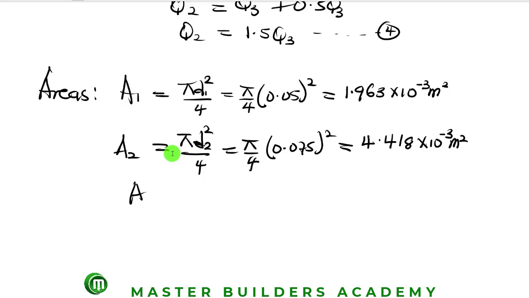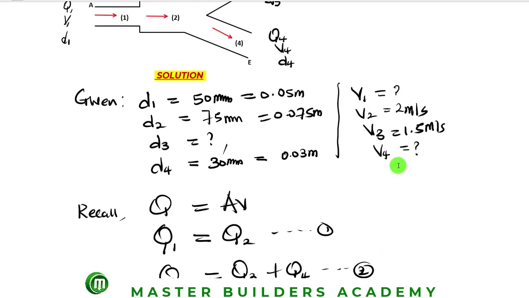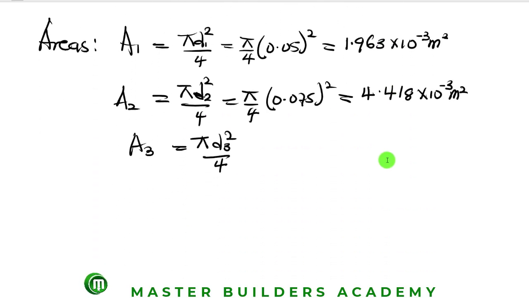Then for pipe diameter 3, we have πd3 squared over 4. But as you can see from the question, d3 is not given. So since d3 is not given, d3 is unknown. Then we move to d4 so that we can get the area for section 4. All right, so we move down.